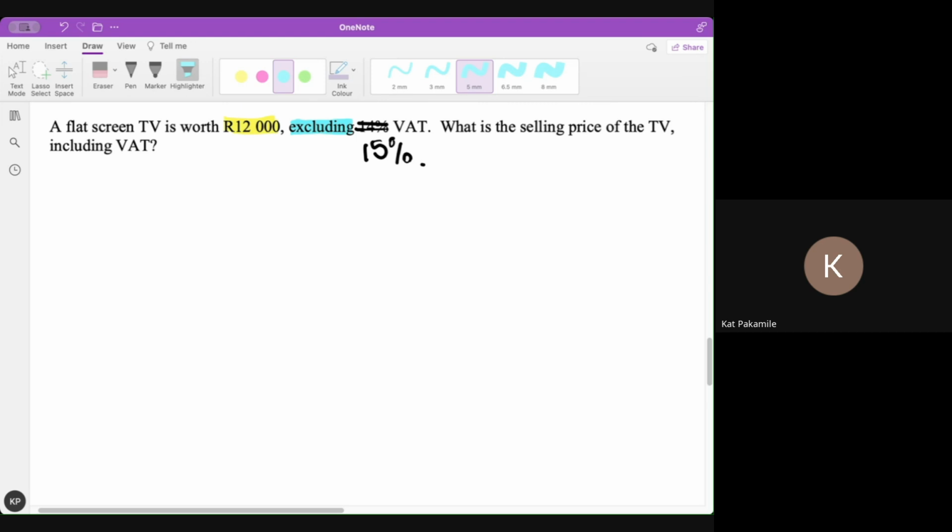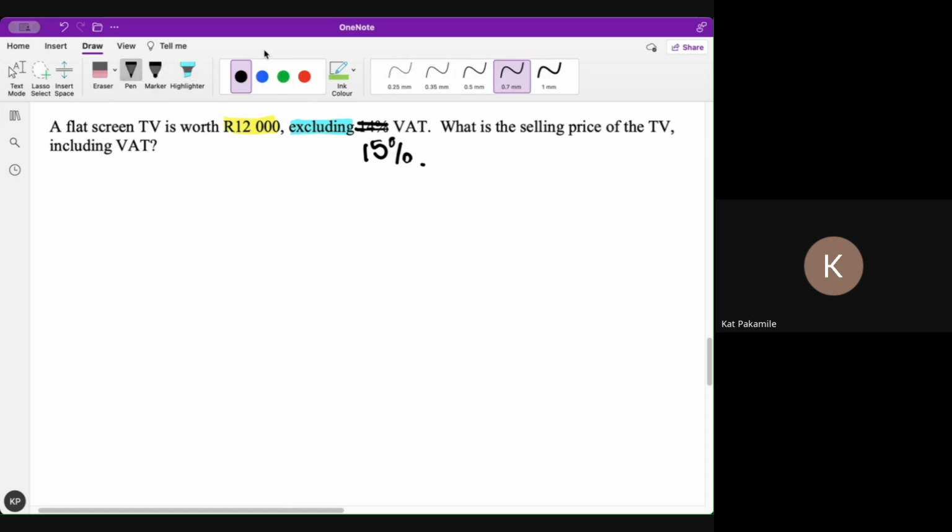But what are some items, guys, that are not charged VAT? Bread and eggs and milk. And why would those not be charged VAT? Because they are necessities. Okay, great. Now, a flat screen television, which is what we are working with here, is definitely not a necessity.